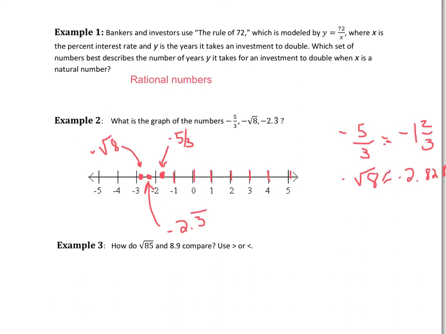All right, let's look at example 3. How do the square root of 85 and 8.9 compare? Use the greater than or the less than sign. And here I'm going to recommend, just as we did in example 2, that you take the square root of 85 and put that in your calculator. You'll come up with approximately 9.22, and 9.22 is obviously greater than 8.9. And that's it.